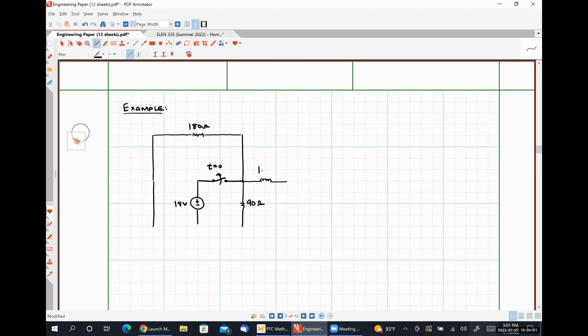Here we have a 1 millihenry inductor. Here's a 50 ohm resistor. Here's a 3 millihenry inductor. Here's a 2 millihenry inductor. Let me close this off at the bottom.